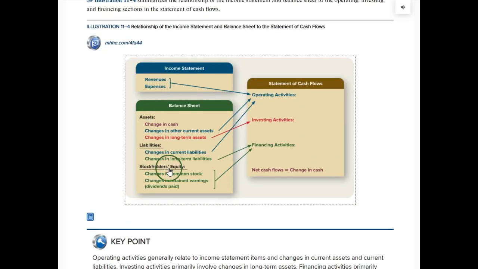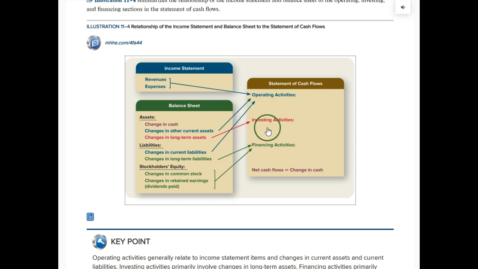Here's a chart that might help clear this up a little bit. So in the operating activity area, we are going to get information from the income statement, also from current assets. Notice this says other current assets, not all current assets, not cash. So we're going to look at the changes in other, in other words, non-cash current assets. And we are going to look at changes in current liabilities. So these come up here.